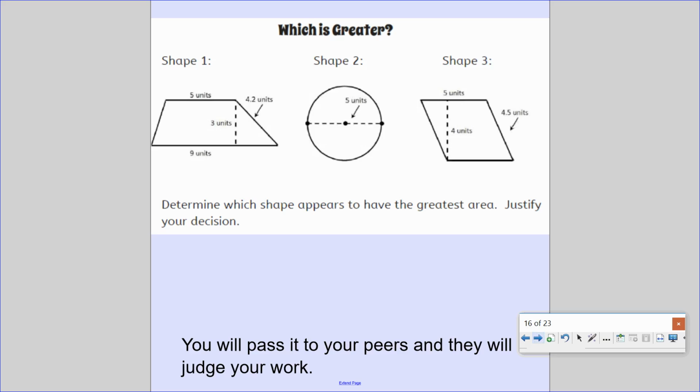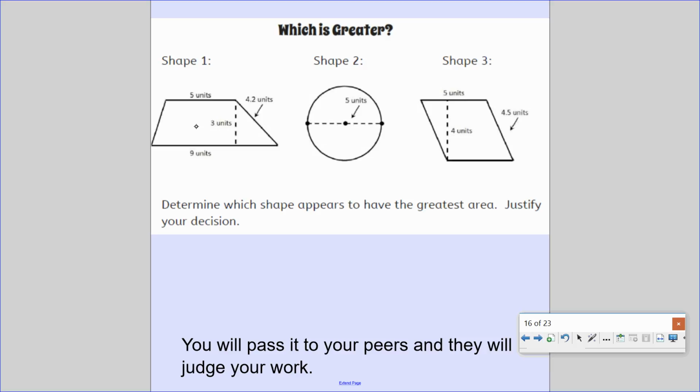So our next activity during class is you are going to commit and toss. That means you are going to be given time to figure out the area of each shape. With that, you're going to determine which shape appears to have the greatest area. Justify your decision. You will pass it to your peer and they will judge the quality of your work.